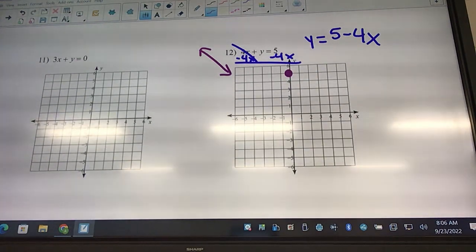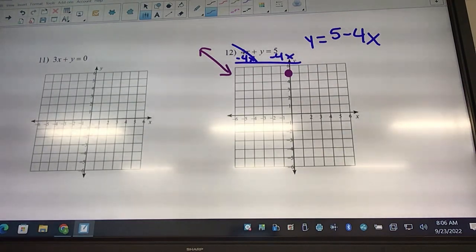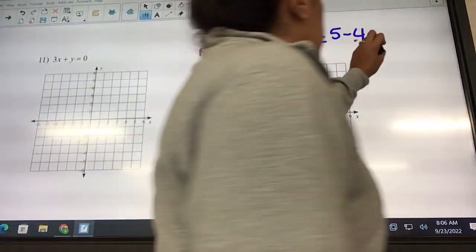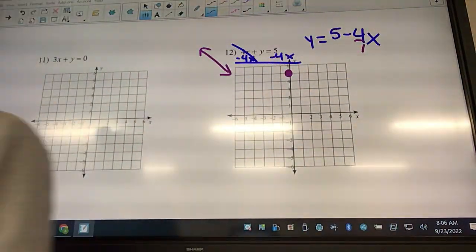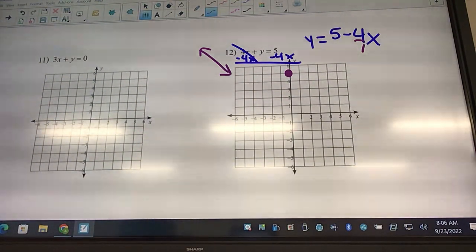Okay, this is where I'm not trying to be mean or anything. You guys need to use some common sense, okay? So our slope is 4 over 1. Can I rise 4? No, so I have to go down 4 instead of up 4, which is okay. Okay, now you need to use your brain power and think.